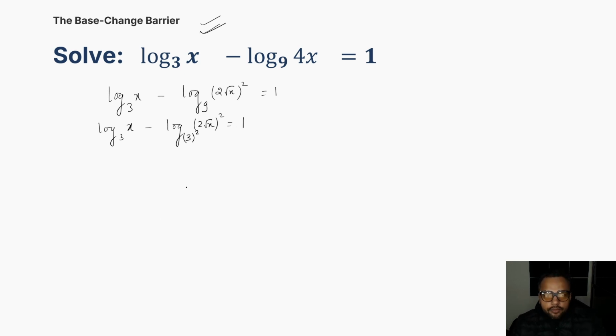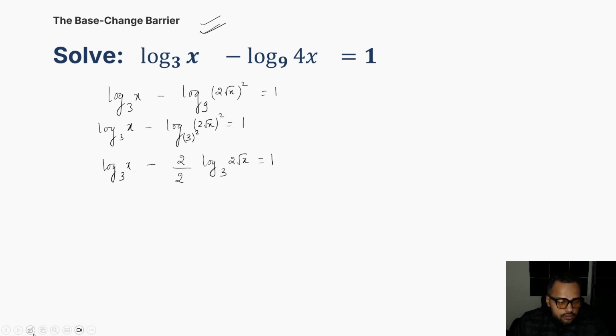Okay, so why am I doing this? Because we know the law of the logarithm, that the power comes outside as a multiplier. So here the argument power is 2, so this power will come out, and the base power is 2, so it will also come out in the denominator. So this log, now the argument will be 2 root x and the base here will be 3, equals 1.